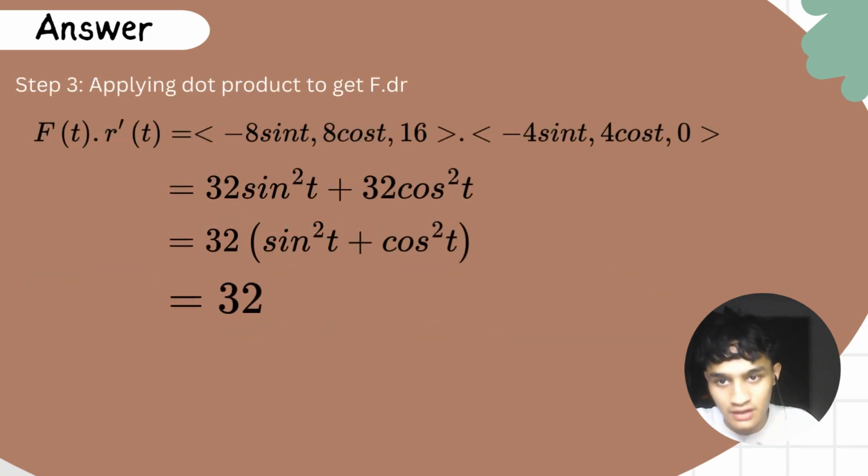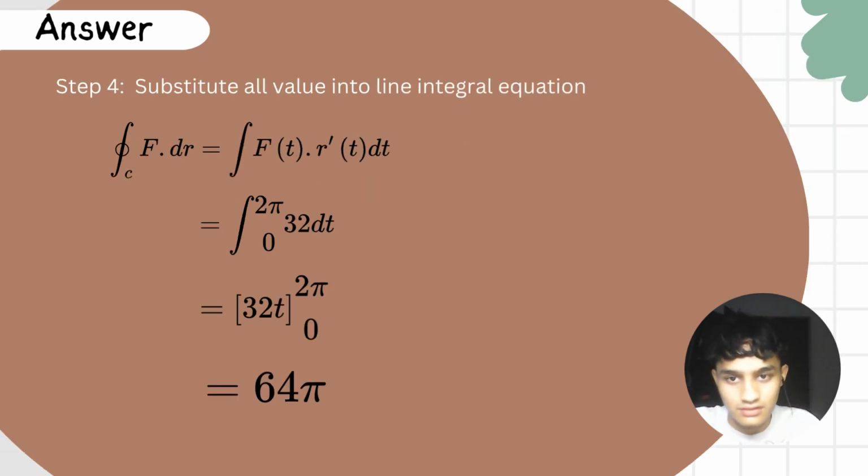So next step, we apply the dot product to get F dot dr. So F(t) dot with r prime(t). So the answer will be 32. Last step, we substitute all the values into the line integral. So F(t) dot r prime(t), the answer is 32 dt, which we get from step 3. So we complete the integral. So the final answer is 64 pi.